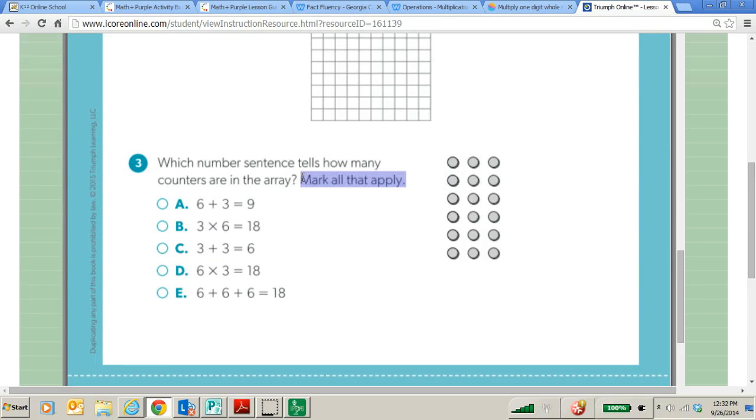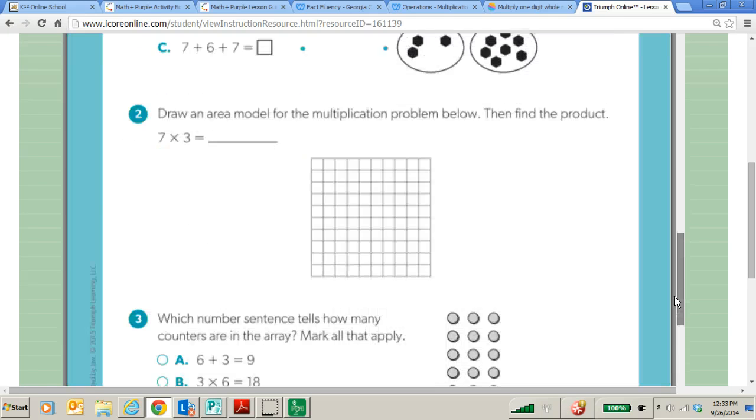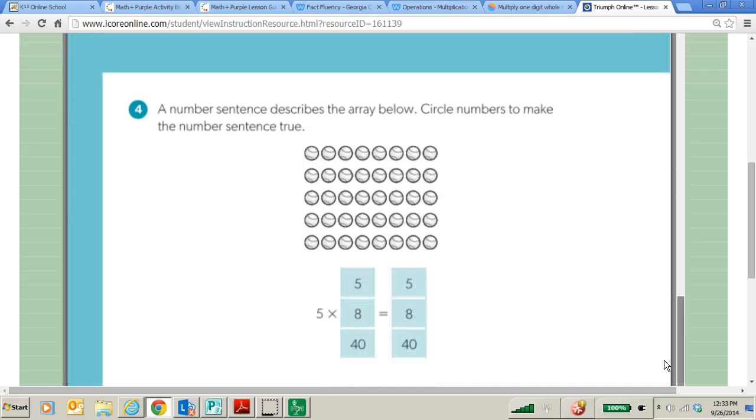It says mark all that apply. Sometimes there's more than one right answer, and we talked about how we can use repeated addition or switch the order of the factors. So it says switch number sentences tell how many counters are in the race. So right here we have 6 with 3. Well, you could say 3 times 6 is 18, you could say 6 times 3 is 18, or you could say 6 plus 6 plus 6 is 18. So there's 3 true answers. So we definitely want students to practice that there are often multiple ways.